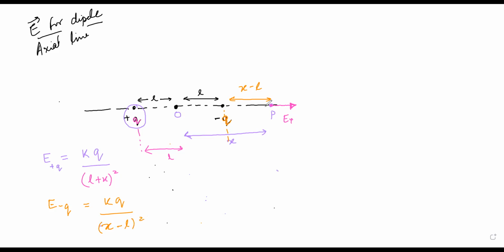And what will be the direction? The direction of this electric field will be in this direction. Can I say that? Of course, because this is negative, and if I want to find the electric field, I'll always put a unit positive charge over here. So unit positive charge will be attracted. So this is the direction of E minus. Can I say that?